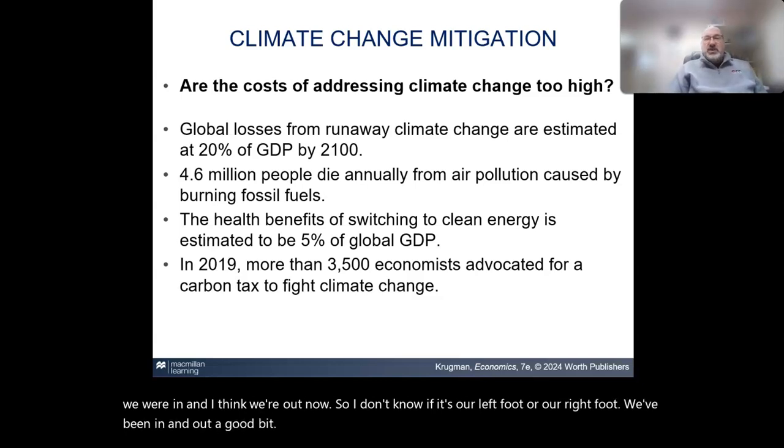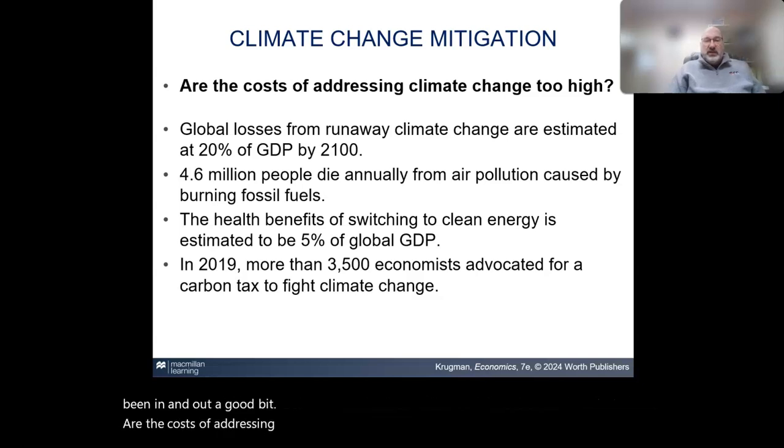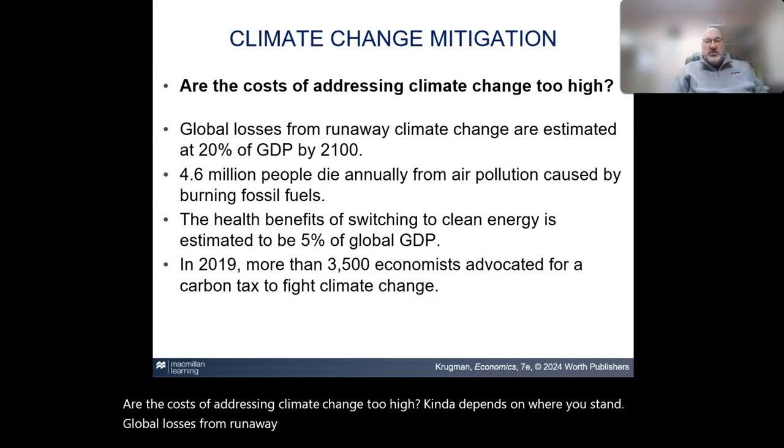Are the costs of addressing climate change too high? And, it kind of depends on where you stand. Global losses from runaway climate change are estimated at 20% of world GDP by 2100.